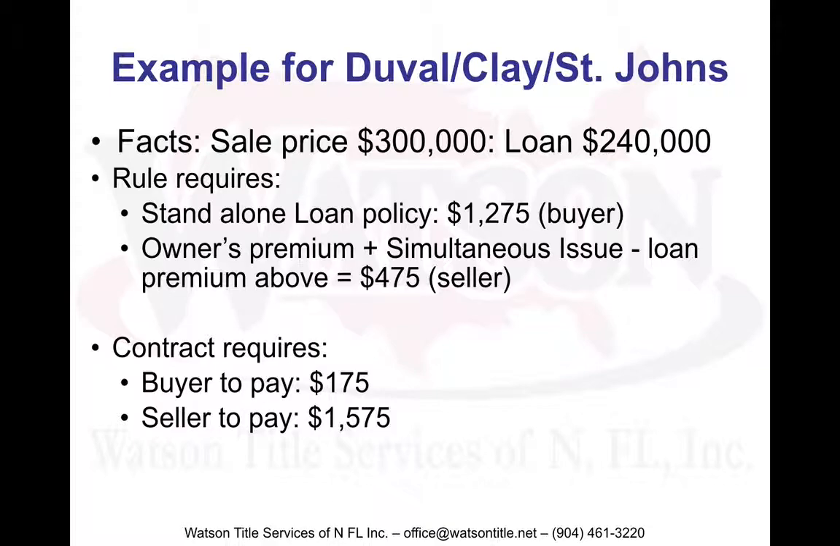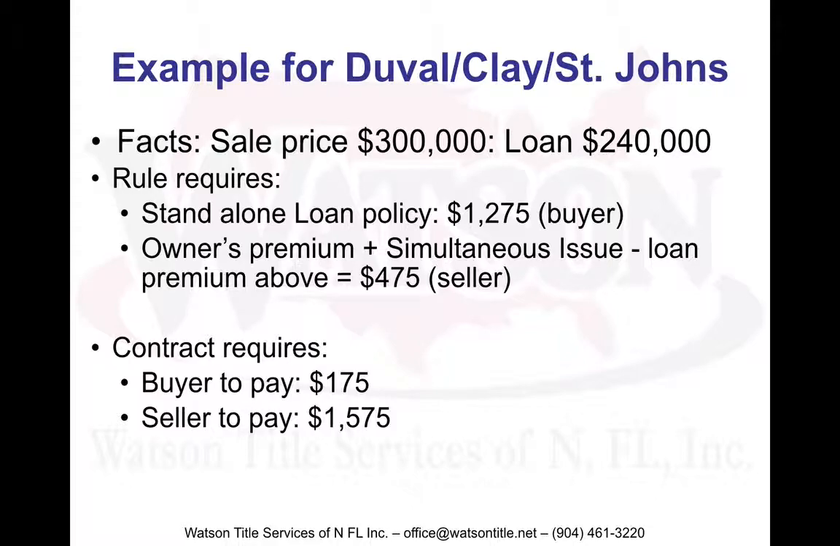For the seller in this example, an owner's policy for a $300,000 sale is $1,575. However, the rule states that we have to add the cost of the simultaneous issue, then subtract out the theoretical cost of a standalone lender's policy, given a figure in the end of $475. The seller's figure appears to be $1,100 less expensive than it actually is. Well, how do we fix this?